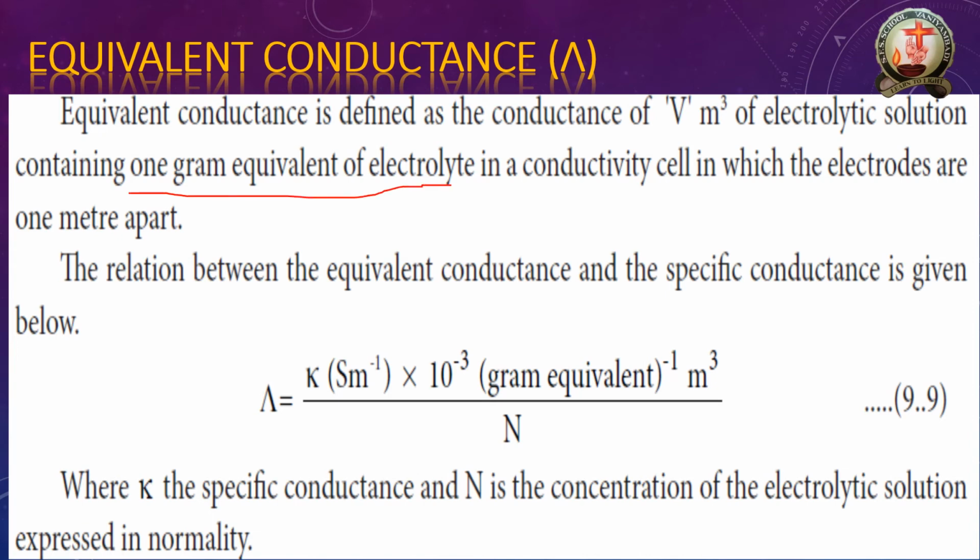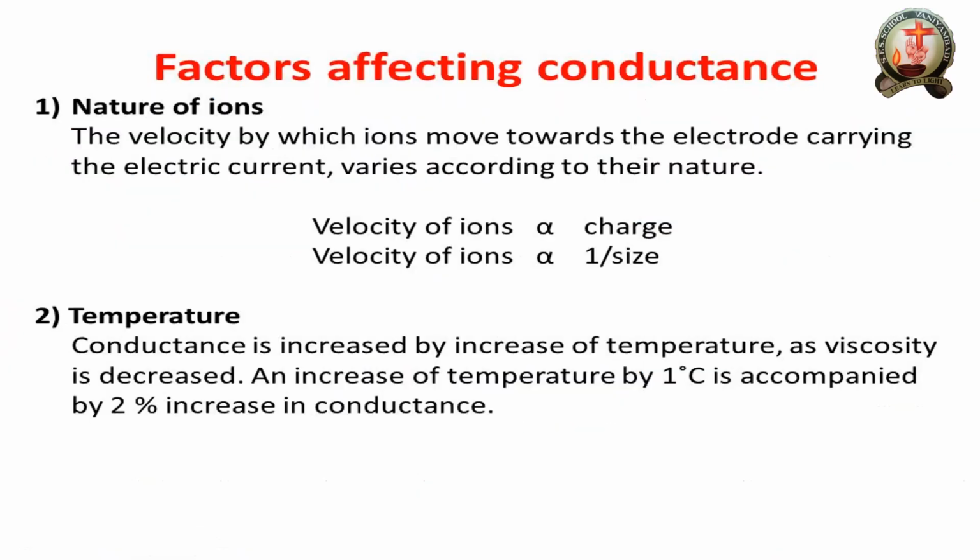One gram equivalent weight of electrolyte is in a conductivity cell whose electrodes are 1 meter apart. Okay, that is happening in 1 meter solution only. The relationship between equivalent conductance and specific conductance is given below. See, they are mentioning a mole, but we are mentioning a gram equivalent. Where K is the specific conductance, N is the normality, the concentration of the electrolytic solution expressed in normality.